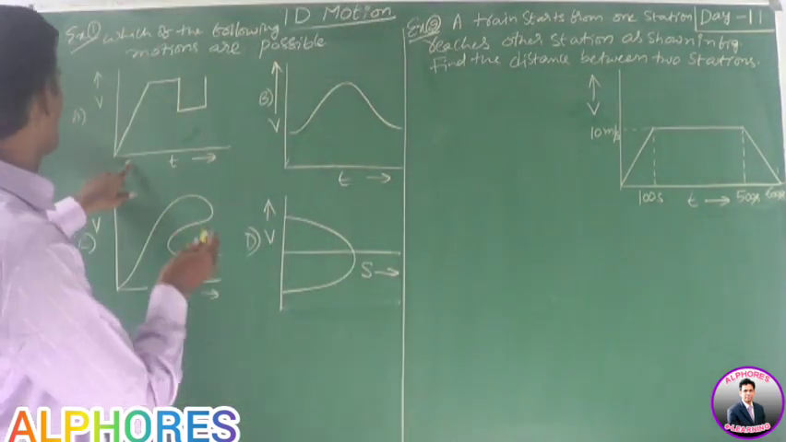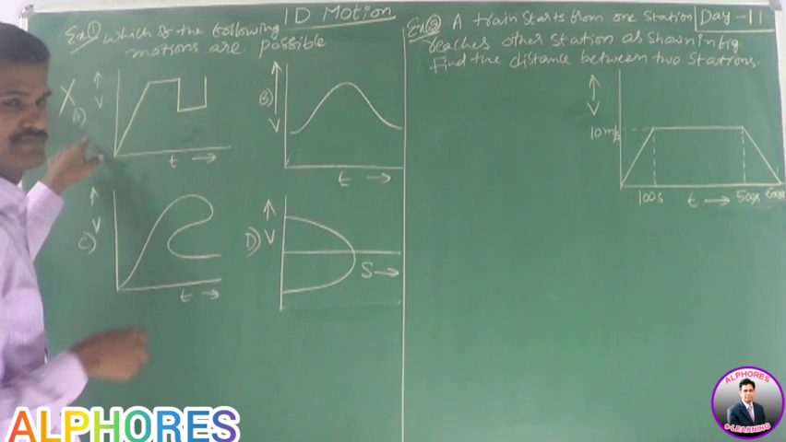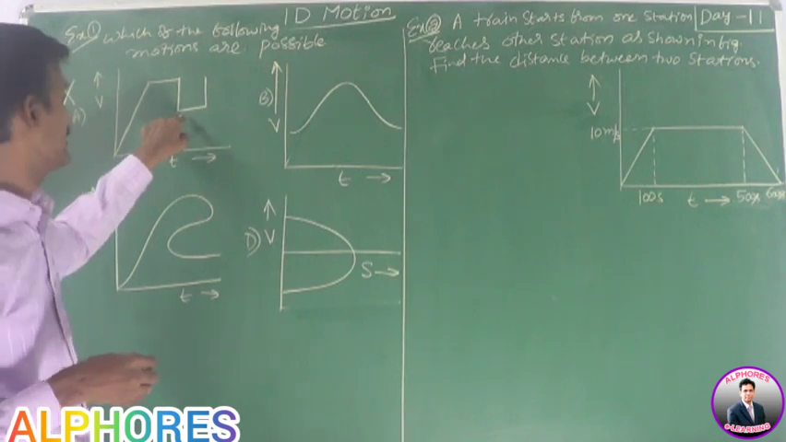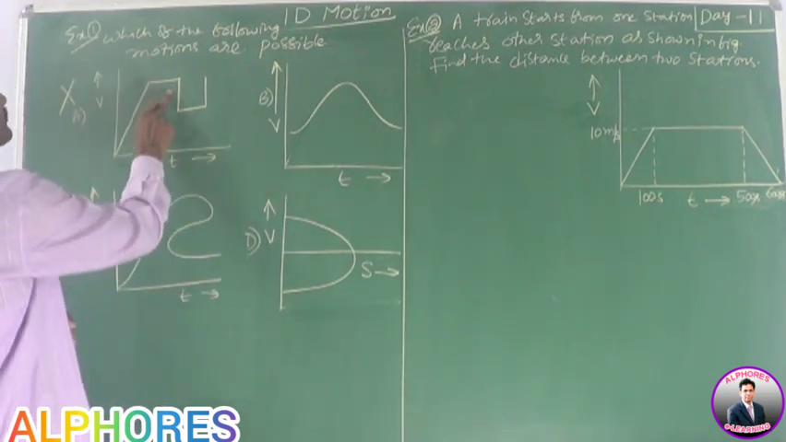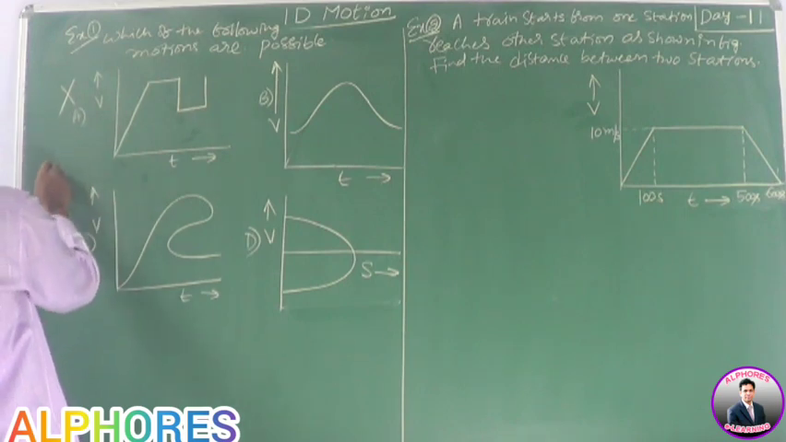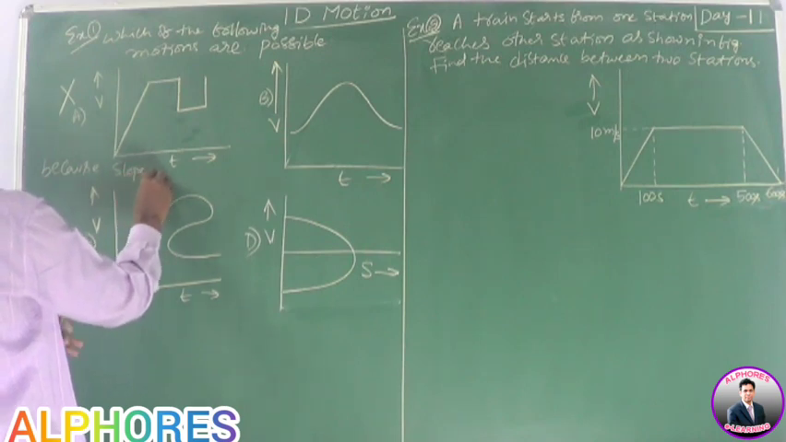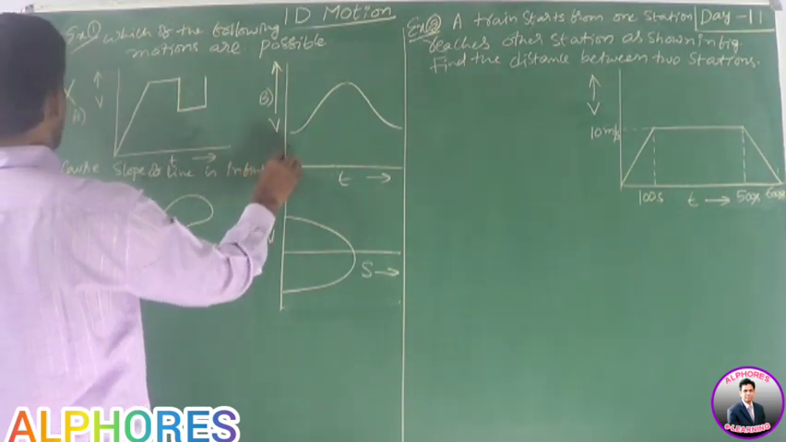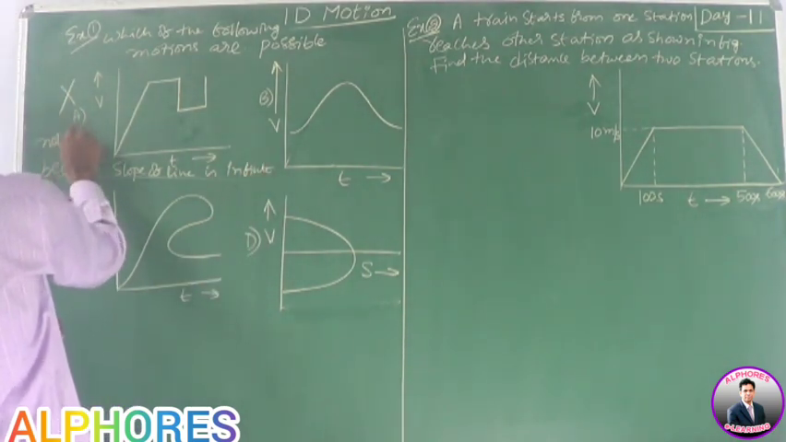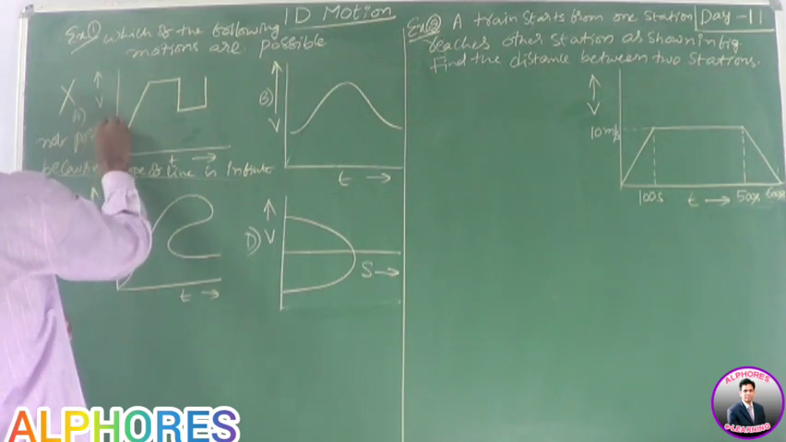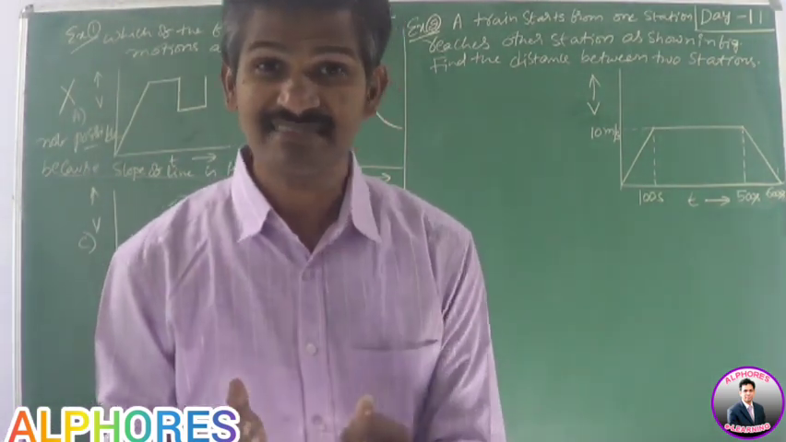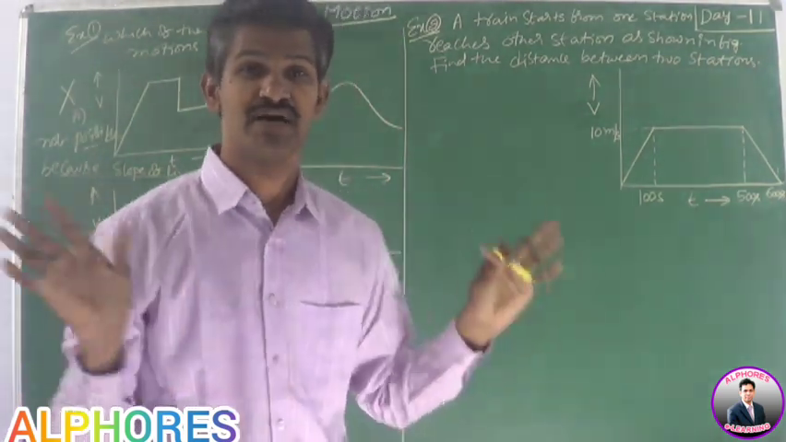So students, we can't accept this graph as a valid graph. Okay? Why? Because it has infinite slope, and its slope gives acceleration. So this is not possible because the slope of the line is infinite. Not possible. Note it down. Not possible because the slope of the line is infinity. That means acceleration is infinite, which is impossible.